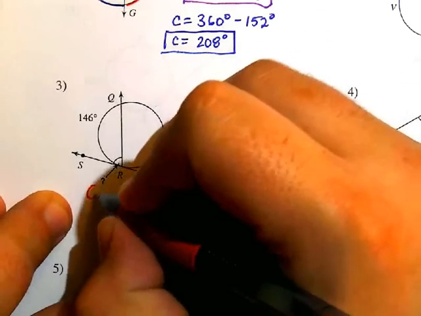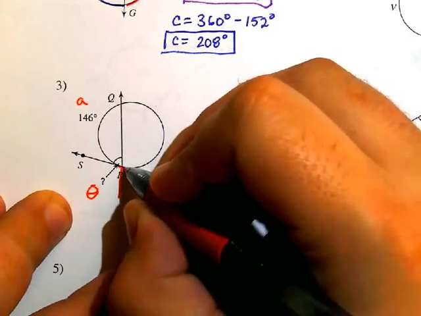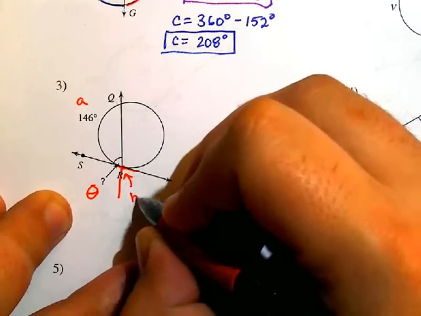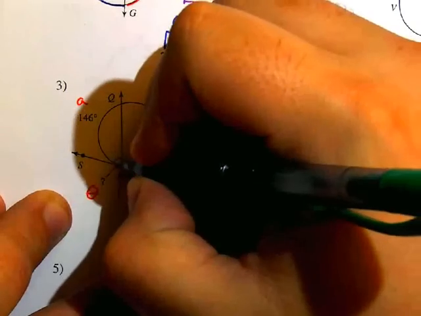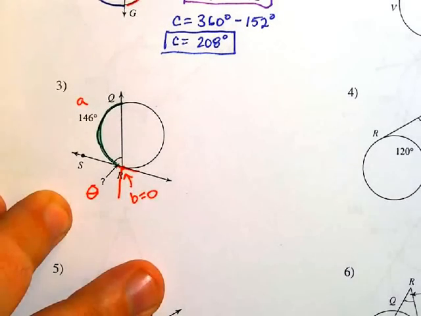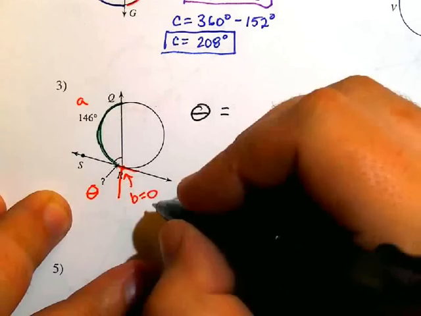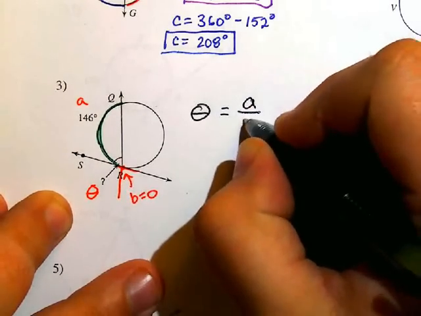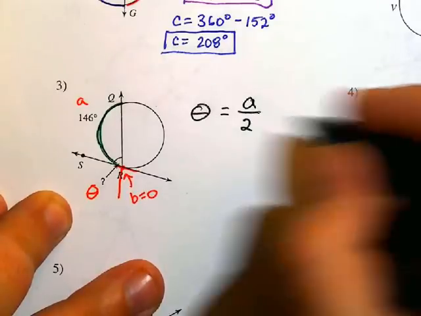All right, I'm going to call this our angle theta, and this our arc A, and once again, this intersection is on the circle. So right here, there is no arc, so B equals 0. On this side, the arc is this section right here, and it's 146. So we go back to our formula. Theta is the sum of these two, A plus B, divided by 2. But look, there's no reason to use the B. It's 0. We know it's going to go away. So really, it's just A over 2. A plus 0 is A. Theta equals A over 2.